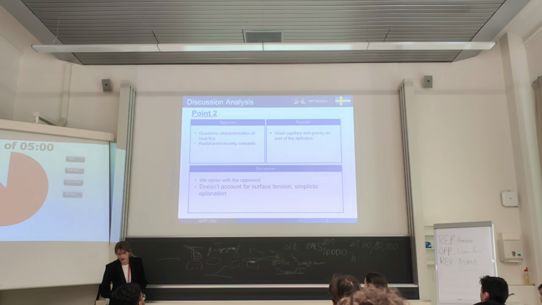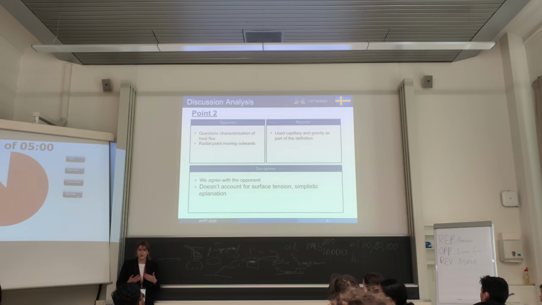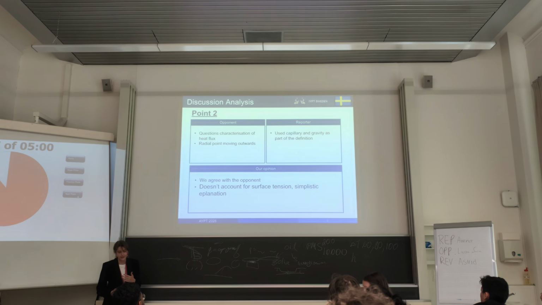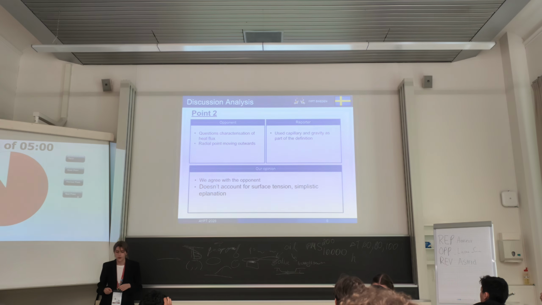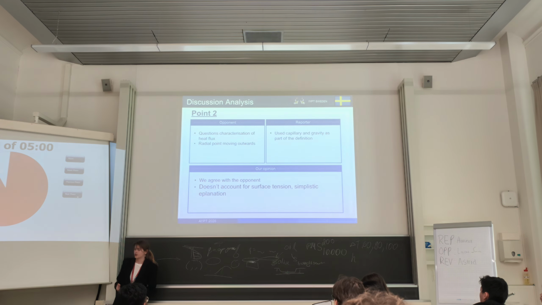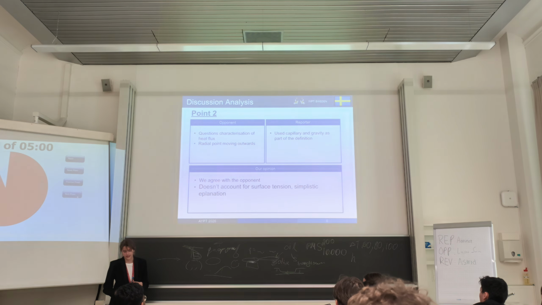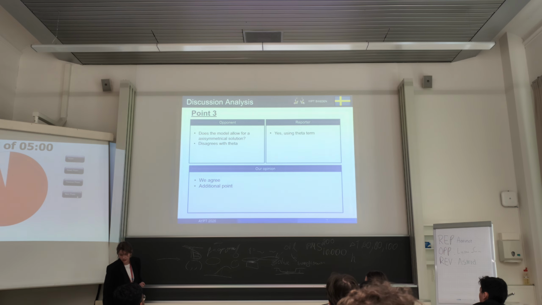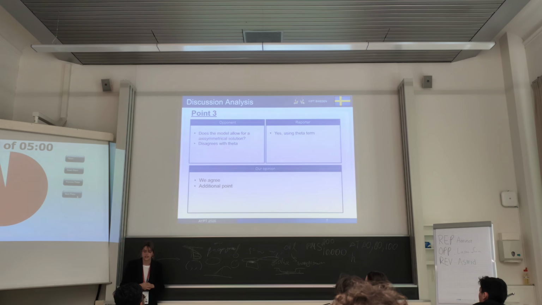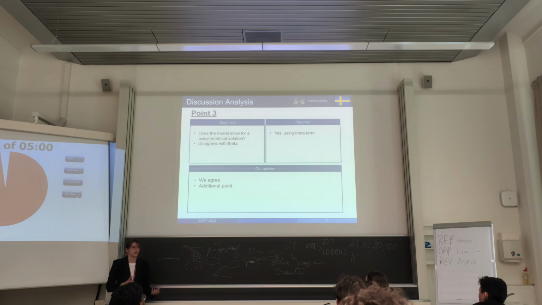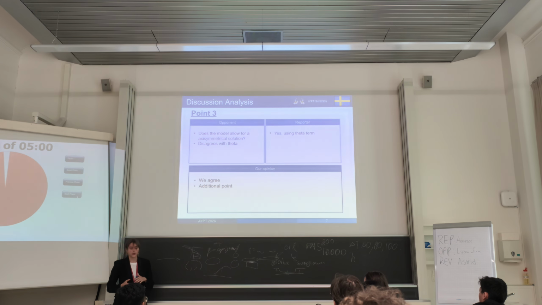For the second point, the opponent questioned the characterization of heat flux and described it as a radial point moving outwards, whereas the reporter used some form of capillary gravity clause to define it. We agree with the opponent because the reporter doesn't account for surface tension, and it's quite a simplistic explanation. And on whether the model allows for an axisymmetrical solution, the reporter said yes, the opponent said no, and they disagreed with the theta term used to justify it. We do agree with the opponent because of the simplistic justification by the reporter.